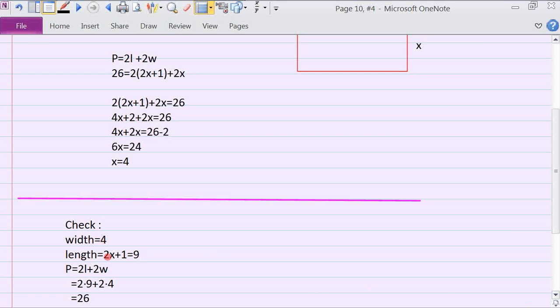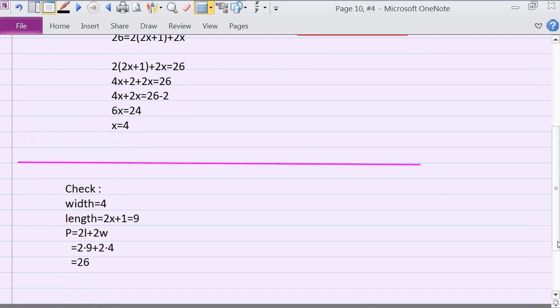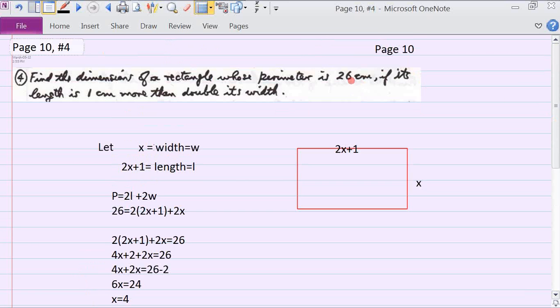The length is 2 times the width plus 1 equals 9. The perimeter is twice the length plus twice the width. Well, we know the length is 9. 2 times 9 plus 2 times 4. 18 plus 8 is 26. So we know that the answer is right because in the original problem it is 26.